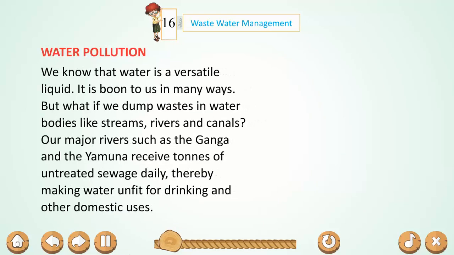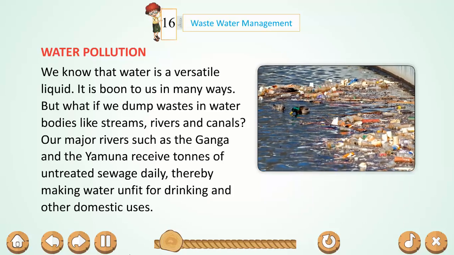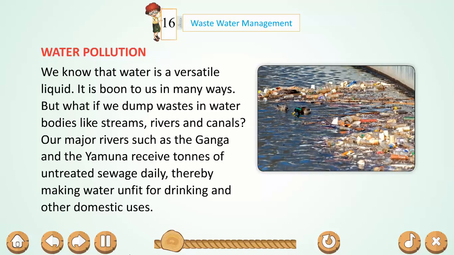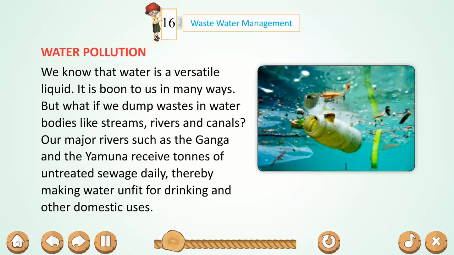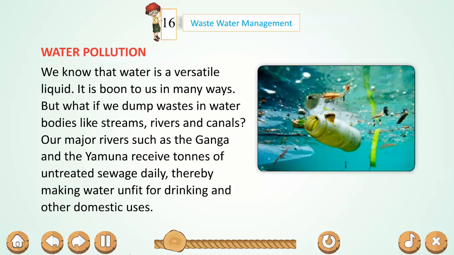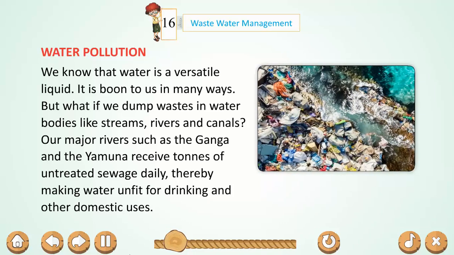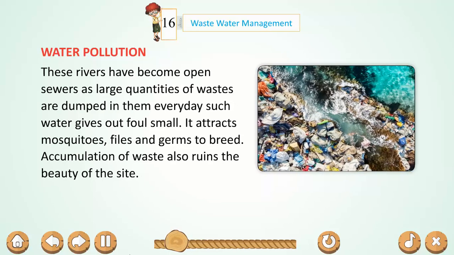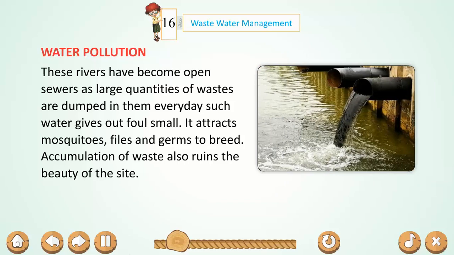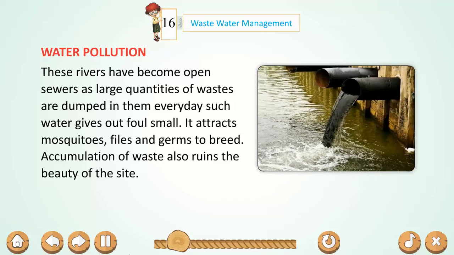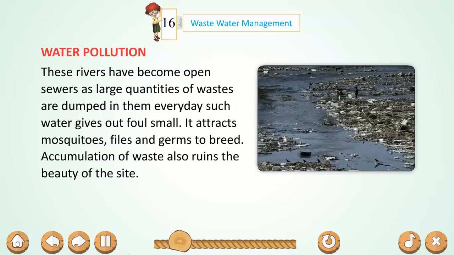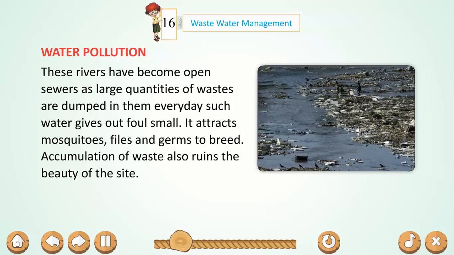Water pollution. We know that water is a versatile liquid. It is known to us in many ways. But what if we dump waste in water bodies like streams, rivers and canals? Our major rivers such as Ganga and Yamuna receive tons of untreated sewage daily, thereby making water unfit for drinking and other domestic use. These rivers have become open sewers as large quantities of waste are dumped in them every day. Such water gives out foul smell. It attracts mosquitoes, flies and germs to breed. Accumulation of waste also ruins the beauty of the site.